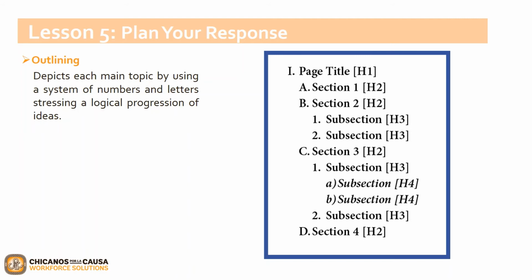Let's break this up and apply it to something meaningful to us. The page title or main idea can be the advantages of obtaining a GED diploma. Section 1 or A will focus on the first reason as to why we should earn a GED, and this can be better job opportunities. And Section 2 or B will focus on another reason to earn your GED, being a role model to the young adults in your life.